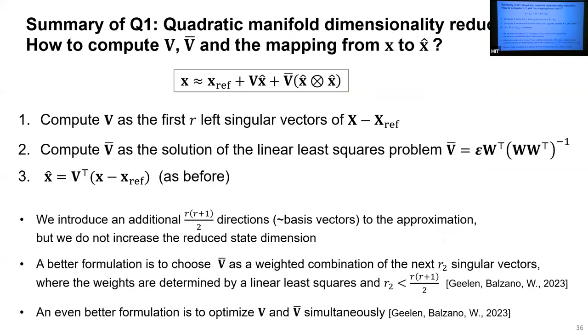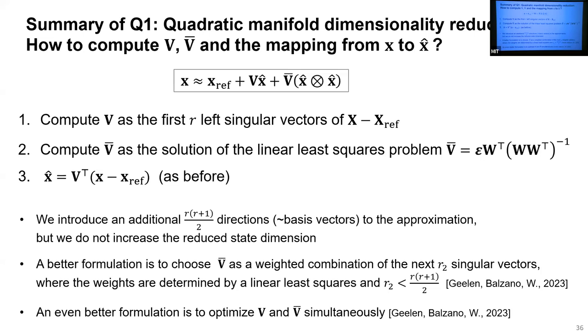Okay, so I jumped over this one, but this is now the summary of question one: how do we compute the V bar and the mapping? V is the first singular vectors, V bar is the solution of the linear least squares problem, and then X hat is just V transpose X. A couple of notes. We are introducing these additional directions, but we are not increasing the dimension of the state. So the reduced model is still, in that example, in a two-dimensional, r equals two, state.